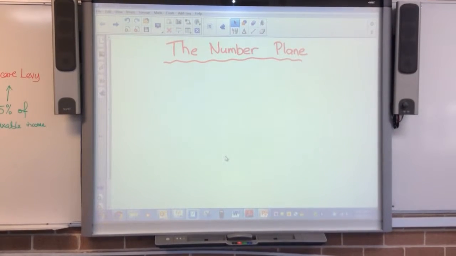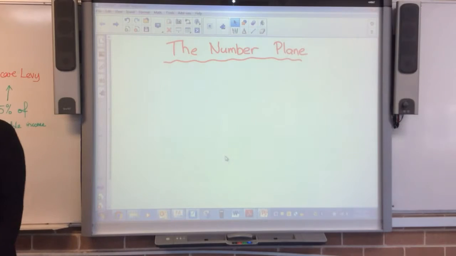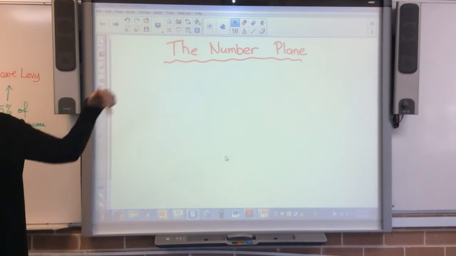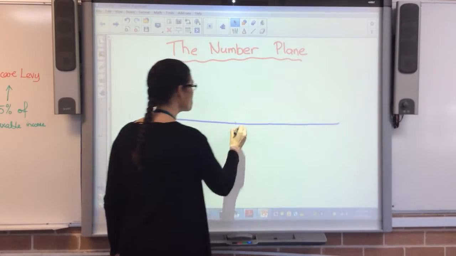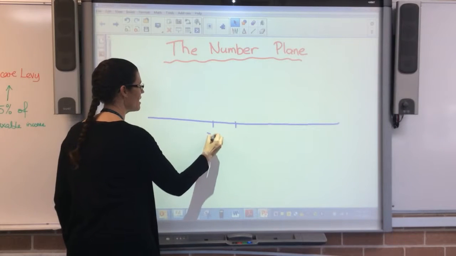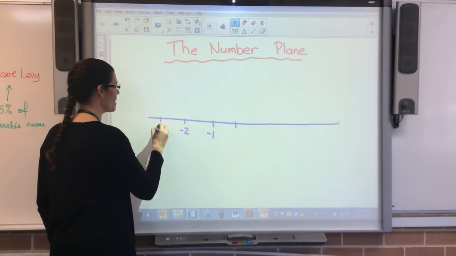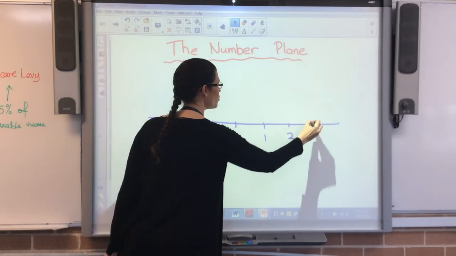Okay, so the number plane is where we extend from the number line. So what I want you to do, towards the middle of your page, I want you to draw in a number line. This time we're going to go from negatives through 0 to positives. So we're going to have the line here. In the middle would be 0. Down here we're going to have -1, -2 and -3. And over here we're going to have 1, 2, 3.